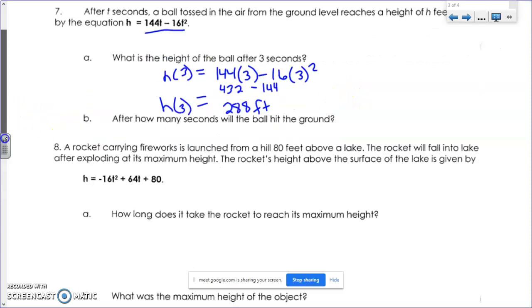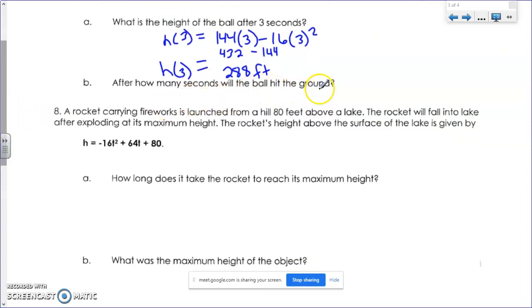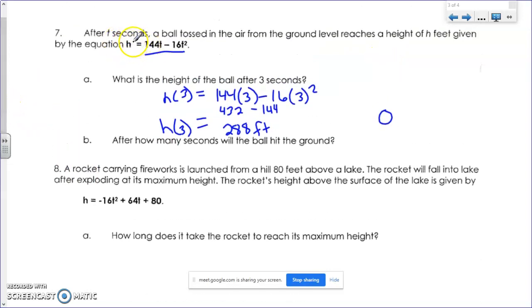Okay. After how many seconds will the ball hit the ground? What is the height of the ground? 0. So I'm going to put 0 in place of h. Do you see how the h is here? That's the height. So I'm going to put 0 in place of h equals 144, and I'm going to change mine to x's because I don't like t's. What would I do here to solve? Feel free to jump in. Yes, Kaden? I have to factor.